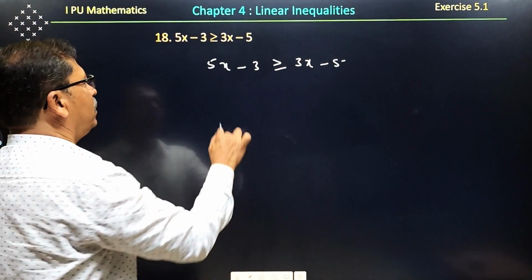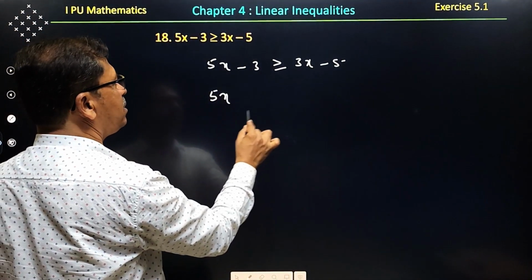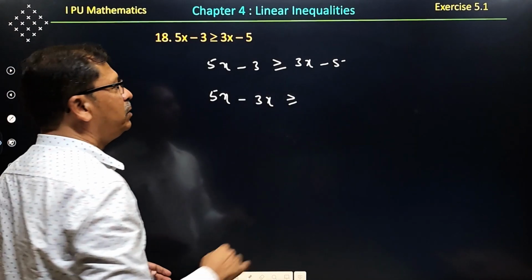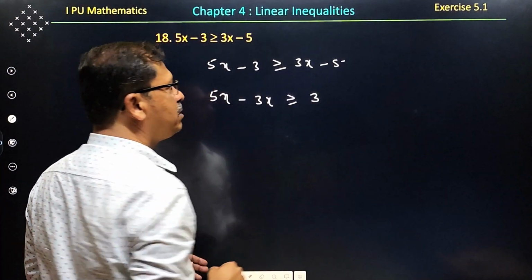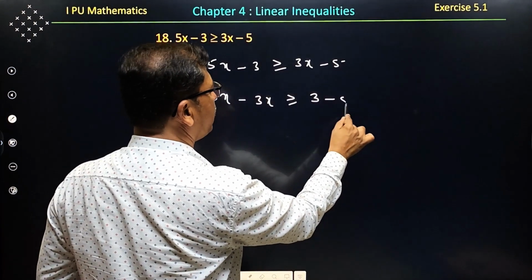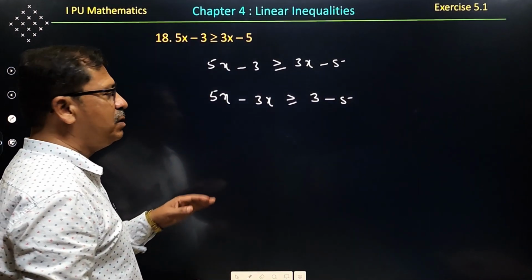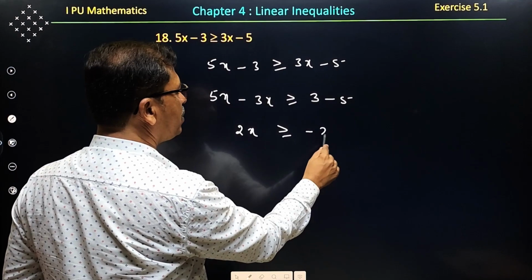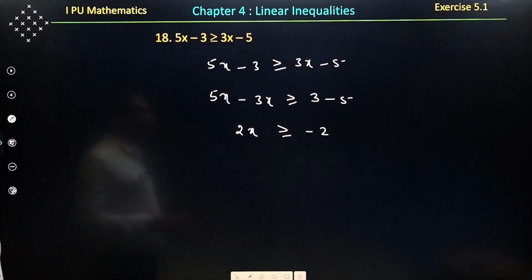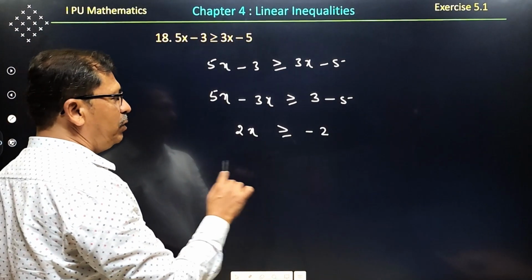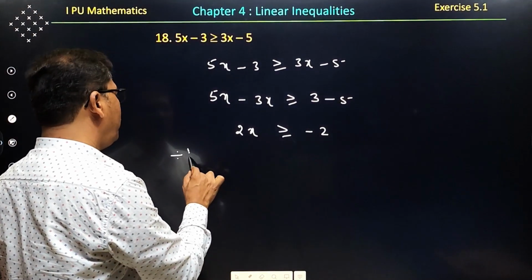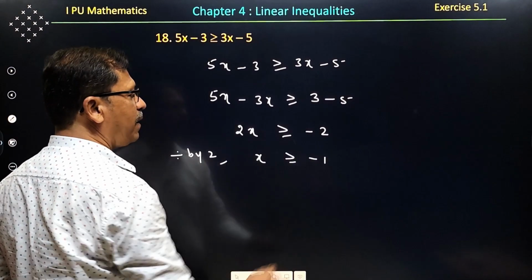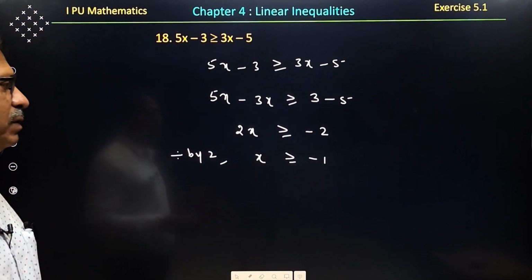Let me take 5x as it is. Take 3x to this side, minus 3x which is greater than or equal to minus 3; you shift that to the other side, it becomes plus 3, and then minus 5 is there here. So 5x minus 3x leads to 2x, which is greater than or equal to 3 minus 5, which is minus 2. If you divide by 2 on both sides, x is greater than or equal to minus 1.